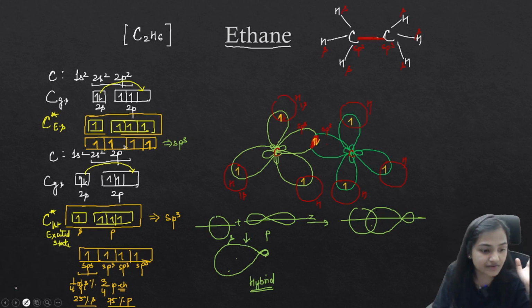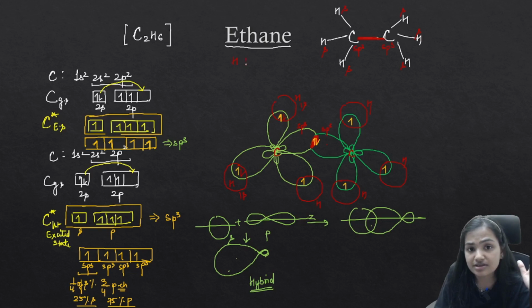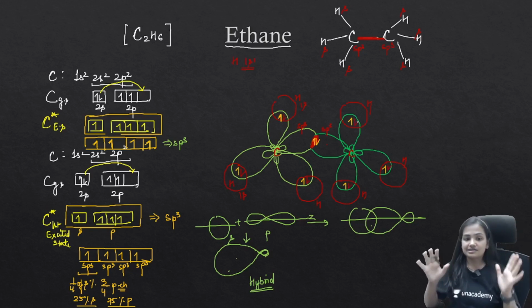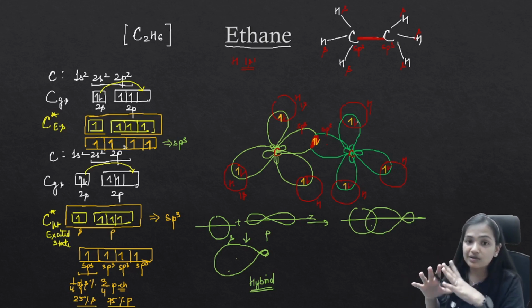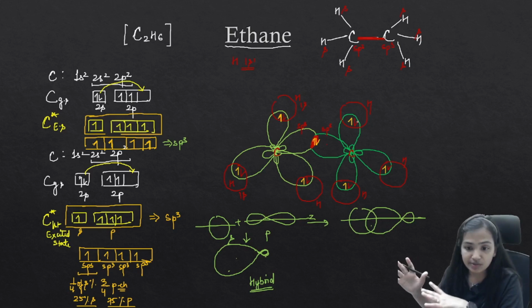And in the case of the hydrogen, hydrogen is also having its one electron, because we know the electronic configuration of hydrogen is 1s1. So ultimately the one electron of each hydrogen participates in such a way. So ultimately this is the orbital overlap diagram for the ethane molecule.